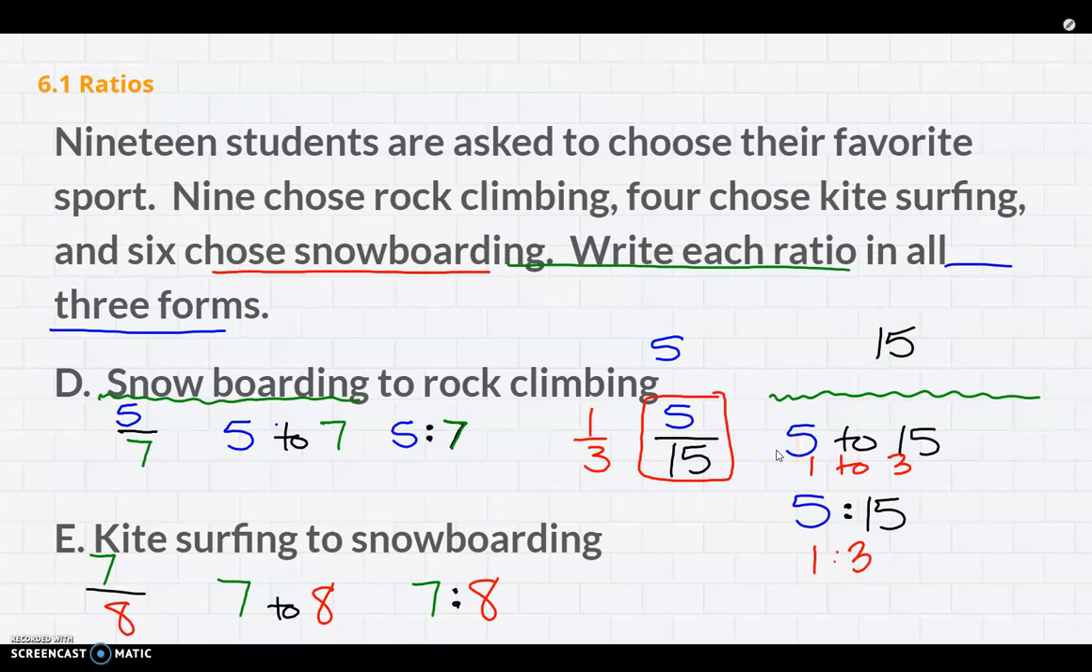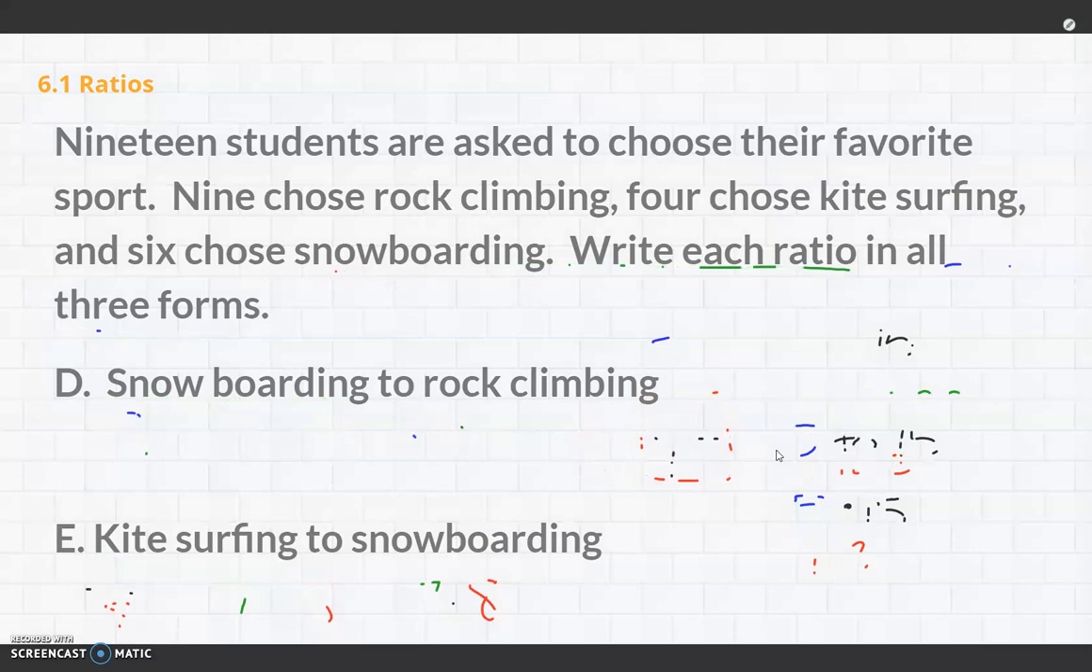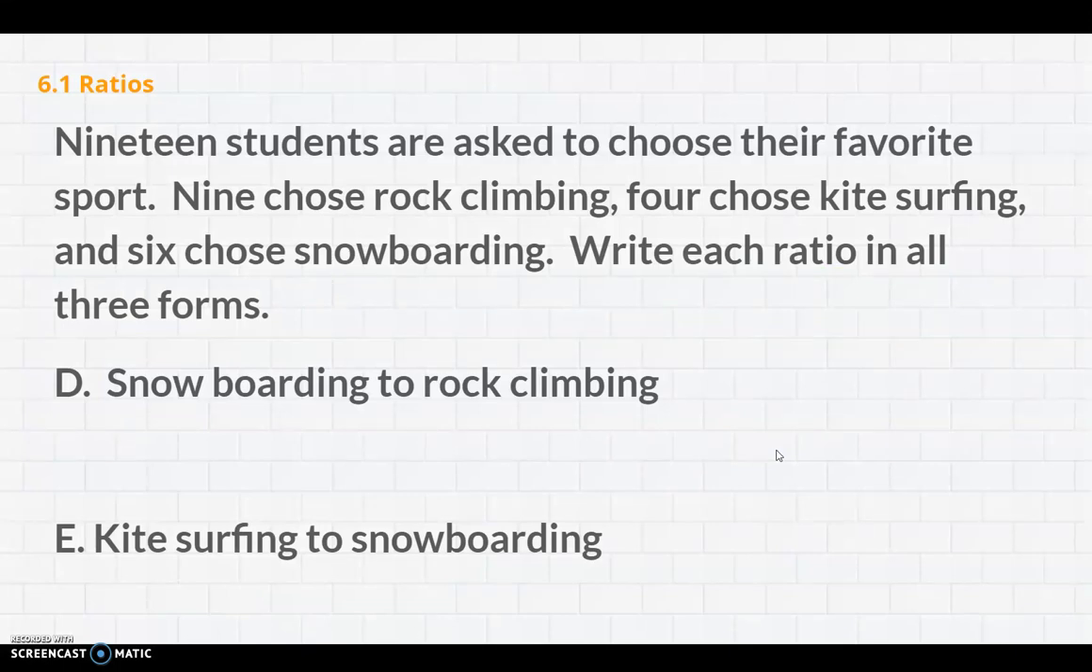Here's another example. Here we have 19 students who are asked to choose their favorite sport. 9 choose rock climbing, 4 choose kite surfing, and 6 choose snowboarding. Write each ratio in all 3 forms. Again, 9 for rock climbing, 4 for kite surfing, 6 for snowboarding.